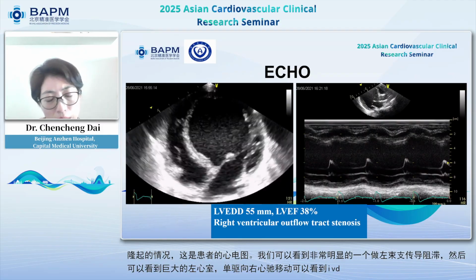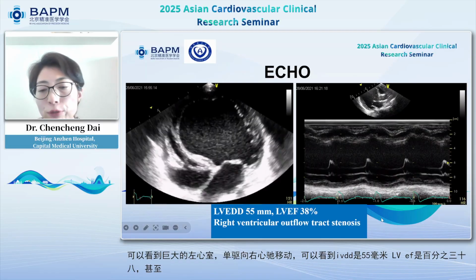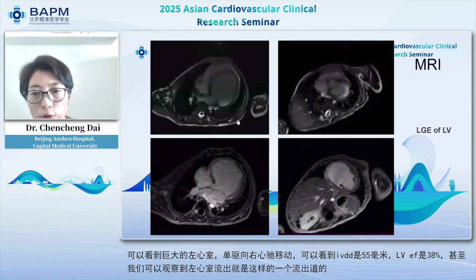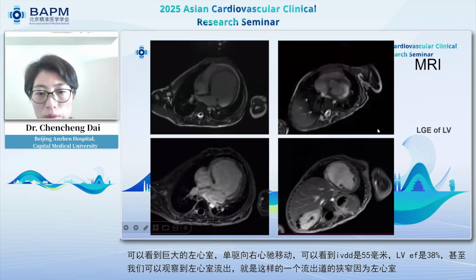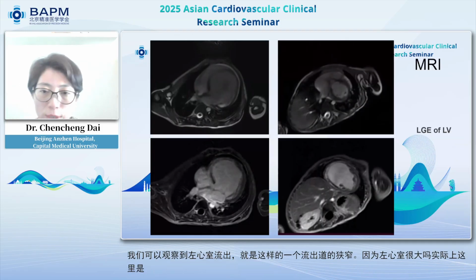And we can even observe right ventricular outflow tract stenosis because of the huge left ventricle. This is the MRI. LGE of the left ventricle can be observed, but it is not very serious.